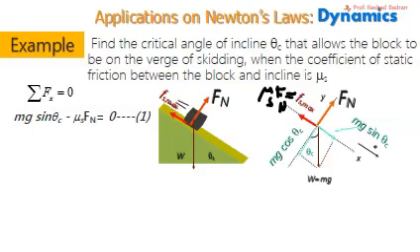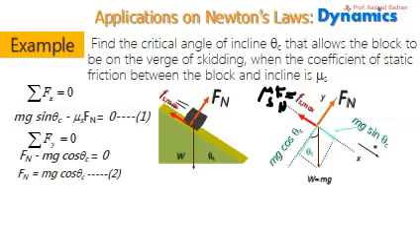Now, to solve the problem, we need another equation that is along the y-axis, and the resultant along the y-axis equals 0 as long as the block is in static equilibrium. So what forces do we have along the y-axis? As we said before, the normal force in the positive direction and mg cosine theta in the negative direction. So this gives us equation 2, Fn equals mg cosine theta.